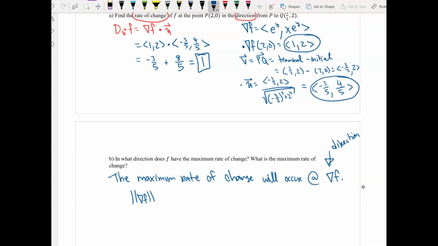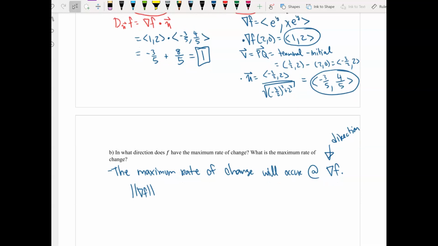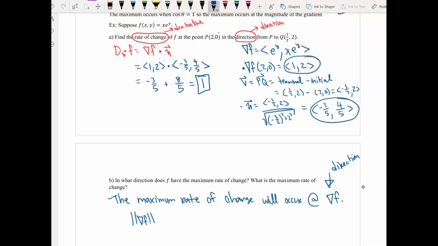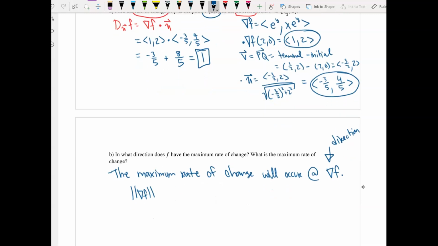So the direction, because we're looking at the point (2, 0). The direction in this case will be grad f at (2, 0), and we found that vector in the previous part. It was this guy, (1, 2). So in this direction is where the change will be the maximum.